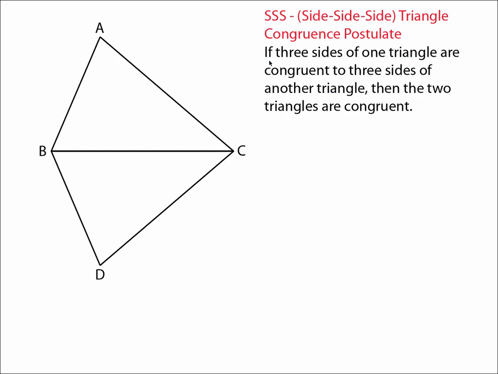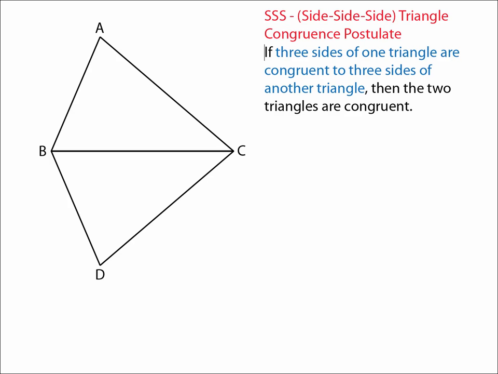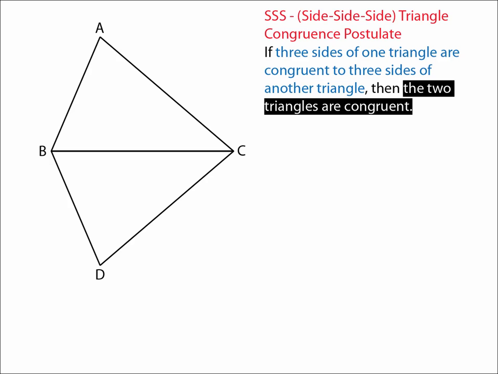Now, let's read what it talks about. It says, if three sides of one triangle are congruent to three sides of another triangle, then the two triangles are congruent. Notice the hypothesis follows the if. Three sides of a triangle are congruent to three sides of another triangle. That's the hypothesis to this postulate right here. The conclusion is then the two triangles are congruent. And so that part right there is the conclusion.